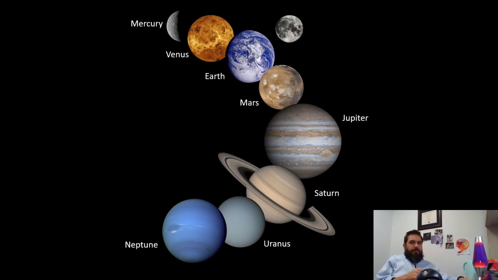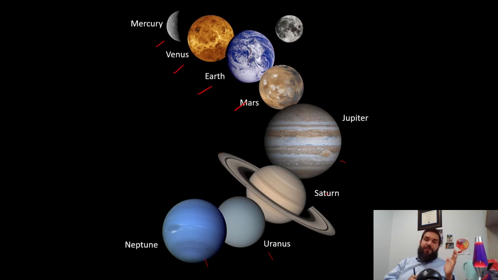Boom, there we go. Okay, got a little more light now. Here are the planets, all for you, shown together. Again, Mercury, Venus, Earth, Mars, those are your terrestrial planets. Jupiter, Saturn, Uranus, Neptune, those are your Jovian planets, your gas giants. Make sure you know that for the test.